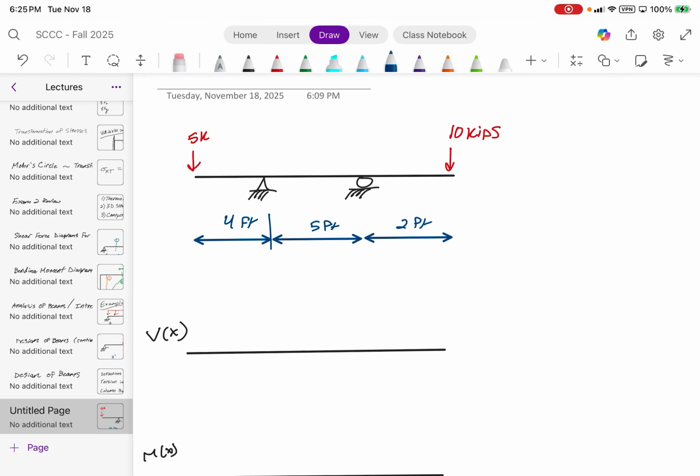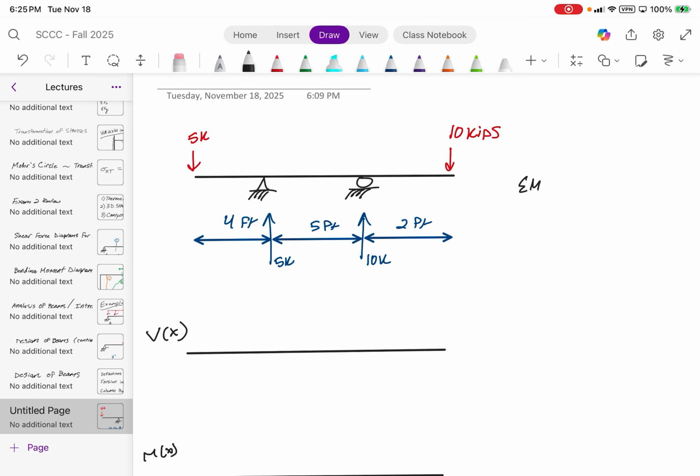Let me ask this. What did you guys get for the reactions? 5 and 10. 5 kip at B and 10 kip at C. Did everyone get that? No? That's a problem. All right.